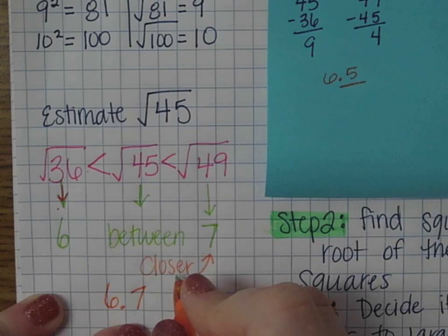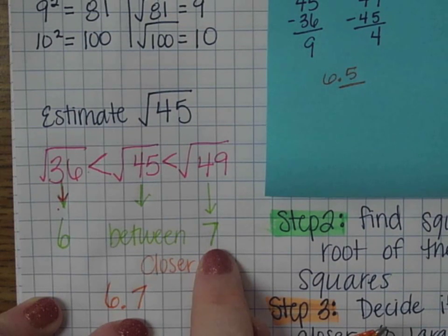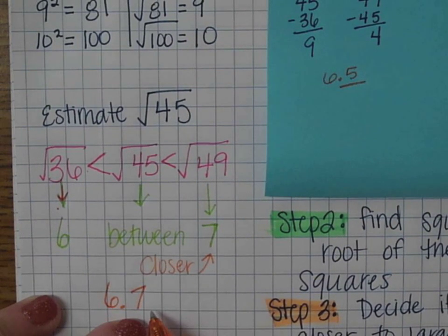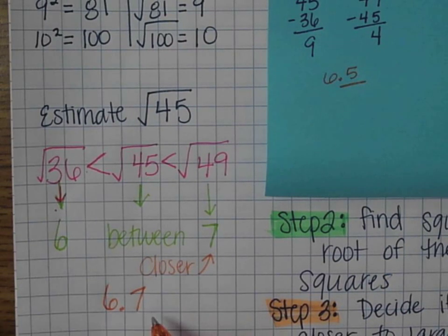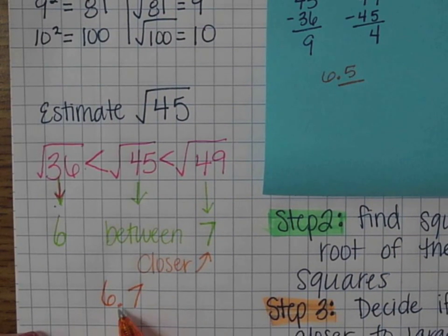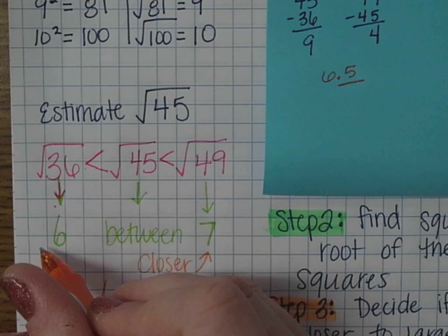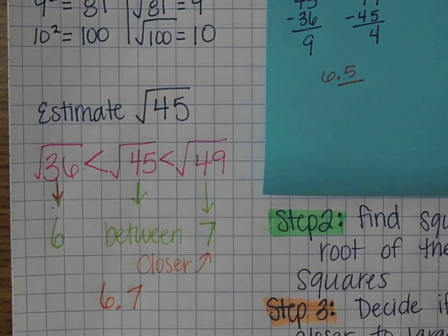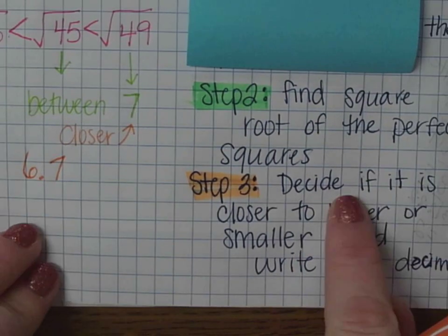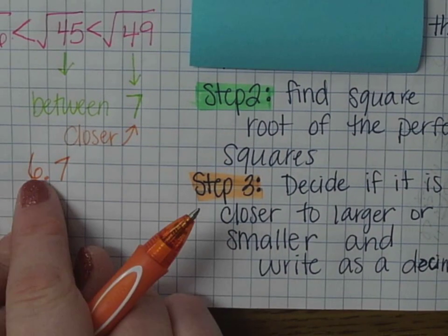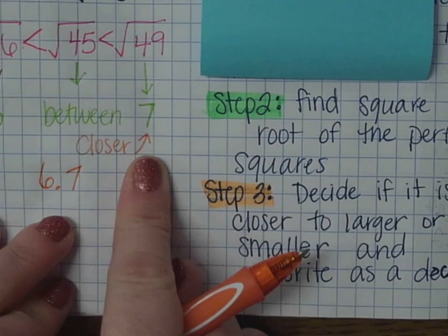So 6.7, because it has to be closer to 7. It's not like one way or two way, so I wouldn't want to use 9. But we're going to say it's 6.7 because it's got to be closer to 7 than it should be to 6. So we decided if it was closer to the larger number or the smaller number, and we wrote it as a decimal. So 6.7. Okay, let's do another example.